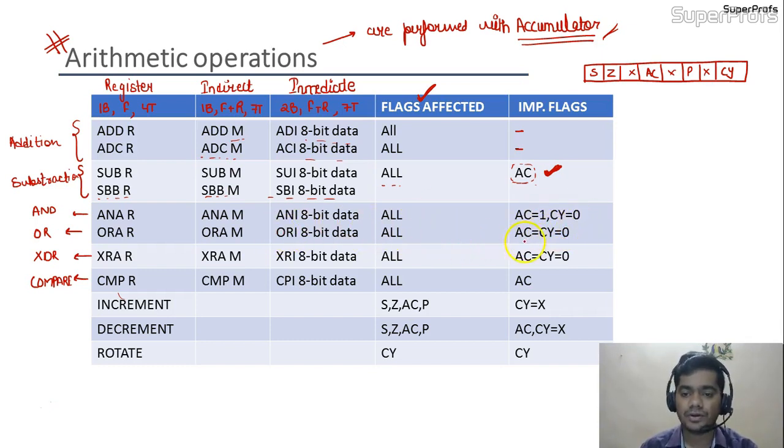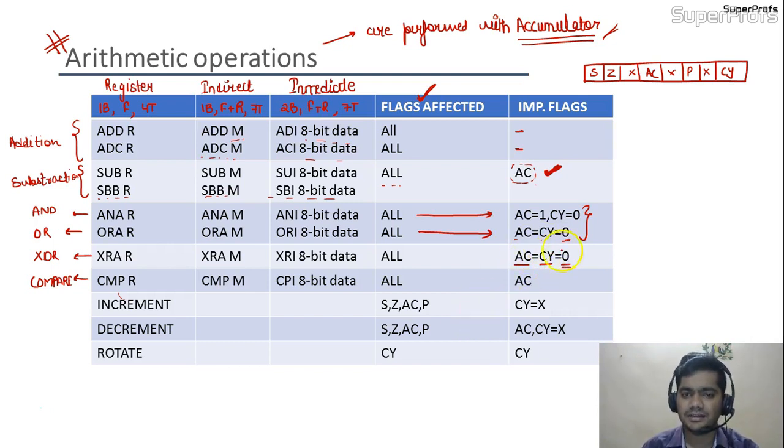Similarly, for the AND and OR operations, carry and auxiliary carry would always be 0. So these are constant flags for AND and OR operations. For the XOR operation, we can see that the auxiliary carry flag would always be at logic 0.